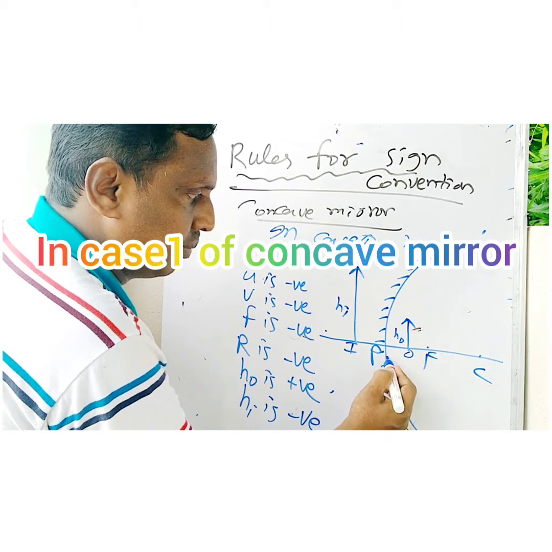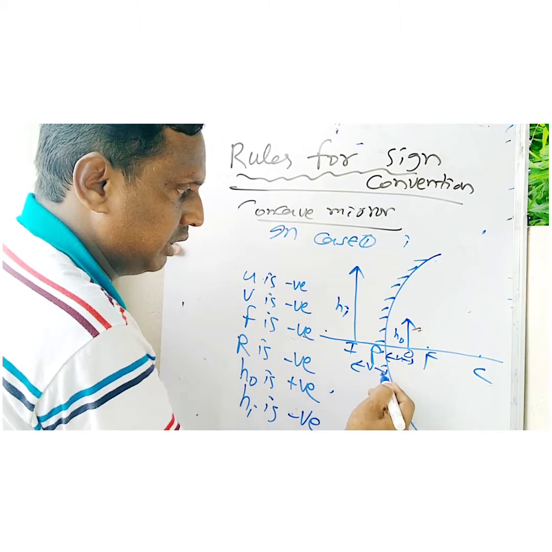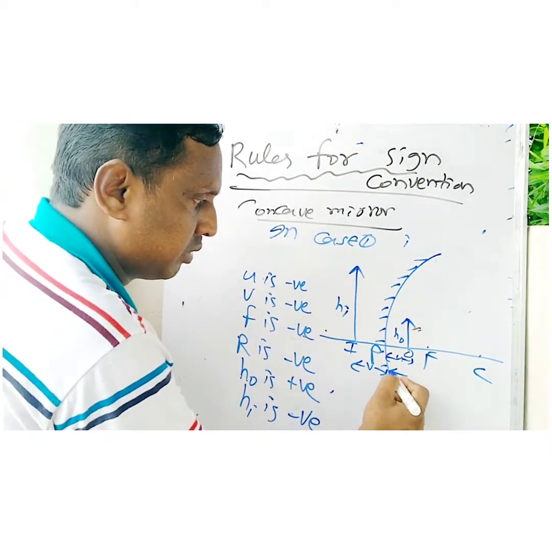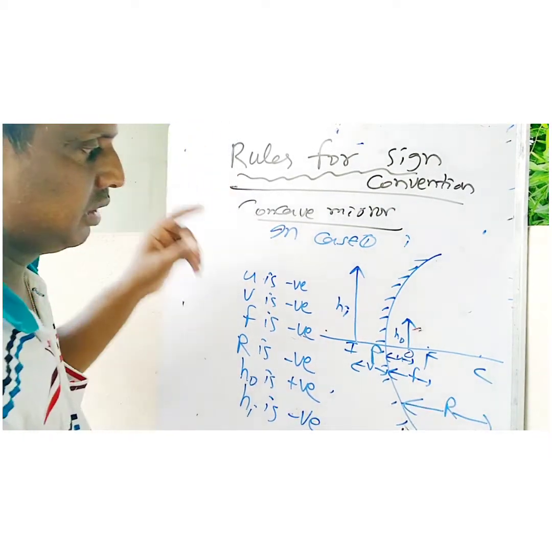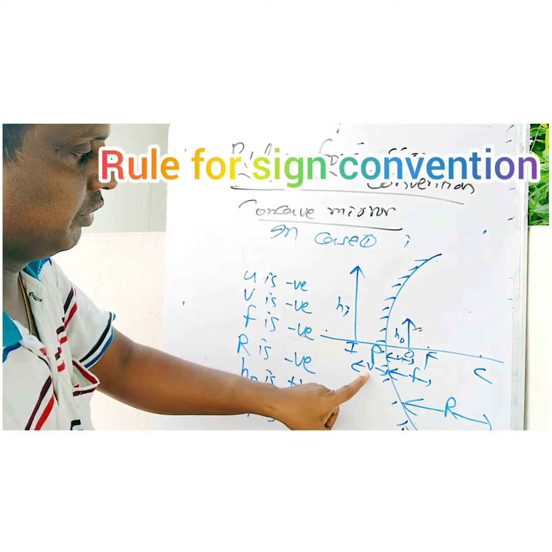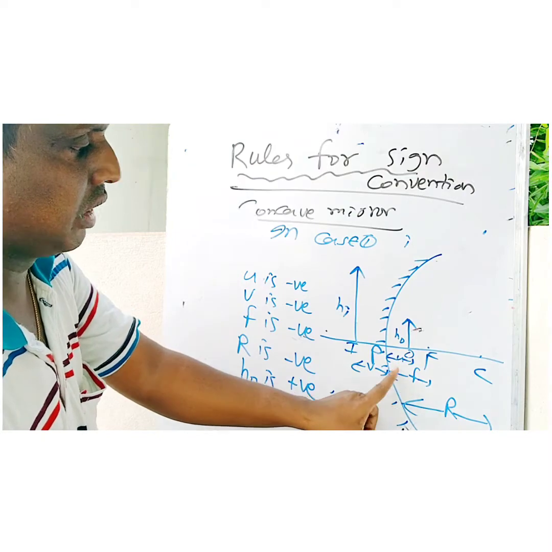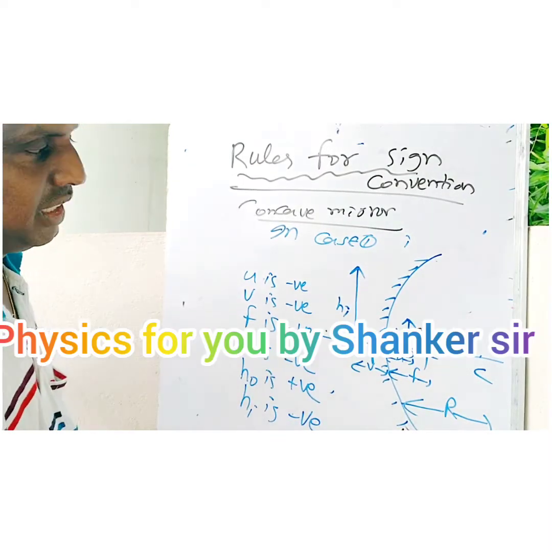This is nothing but U. This is nothing but V. And this is the focal length. And this is R. Clear? U is the object distance, the distance between object and pole. V is the image distance. F is the focal length. R is the radius of curvature. HO, HI. See here? Clear? Okay.